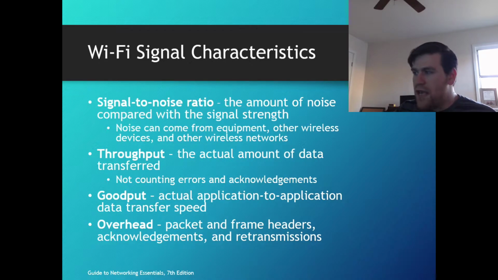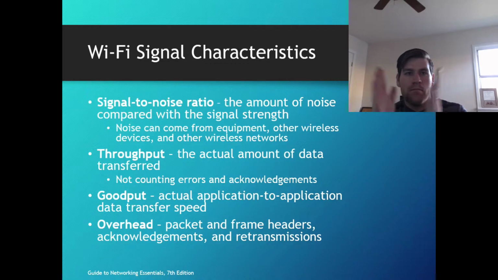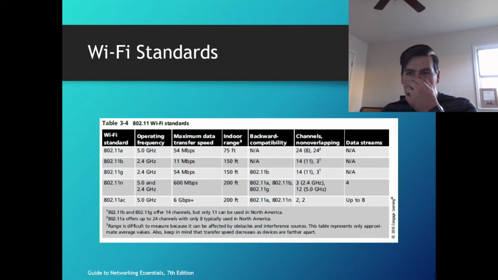All right, and so then I mentioned overhead. This is when you remove everything down just to the data, the 1452 bytes worth of data at maximum, and that's what you would have after you remove all the overhead: goodput.